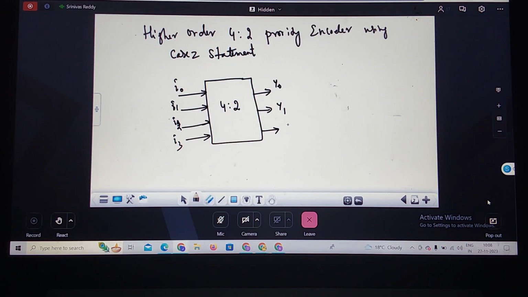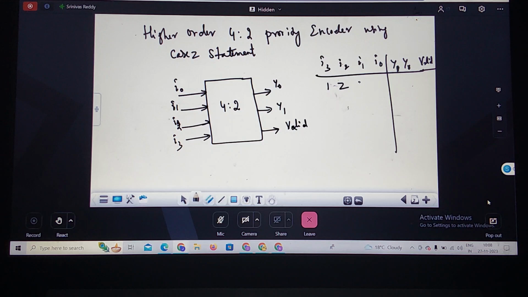One more output I can write is valid out, correct? What is this valid output telling us? Whether it is properly encoded or not. If valid is equal to 1. If I write a truth table for this, I3, I2, I1 and I0, correct? So in casez we are representing this. This is Y1 and Y0, and this is the valid output. If this is Z, what is it treated as in casez?